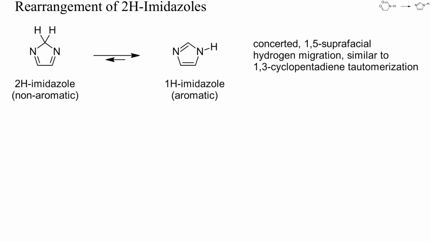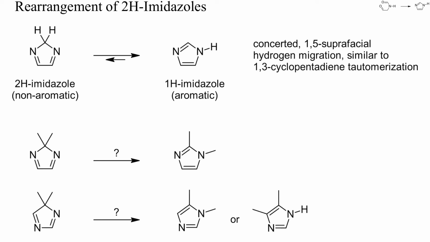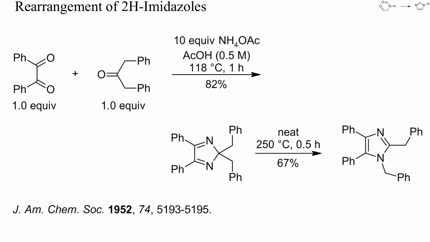Imidazoles unsubstituted at nitrogen can in principle tautomerize to non-aromatic 2H imidazoles, but this equilibrium lies far on the side of the aromatic 1H imidazole. Non-aromatic 2,2 or 4,4 dialkyl imidazoles should therefore also rearrange to the aromatic isomers, and this is indeed the case. At 250 degrees Celsius, a 2,2 dibenzyl imidazole isomerized within half an hour to the expected 1,2 dibenzyl imidazole.